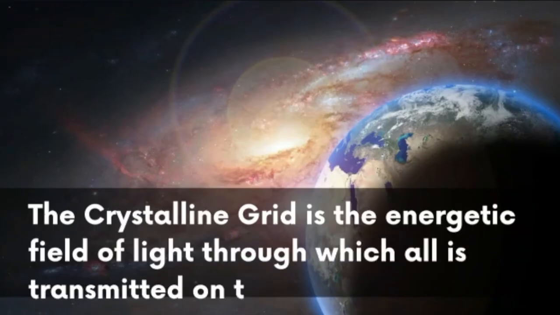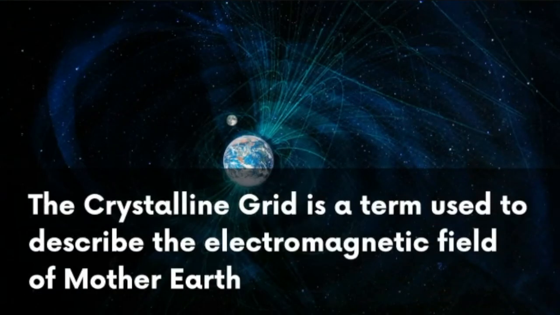The crystalline grid is an energetic field of light through which all is transmitted on the planet. So this field of light that surrounds our planet, it is magnetic. It is electromagnetic. It holds us in place, and it contains portals through which we can connect to a higher light. The term crystalline grid itself describes this electromagnetic field.